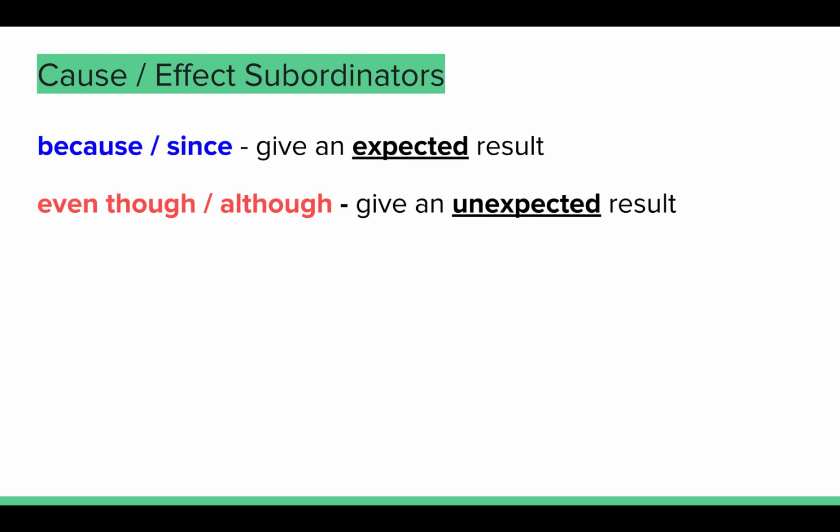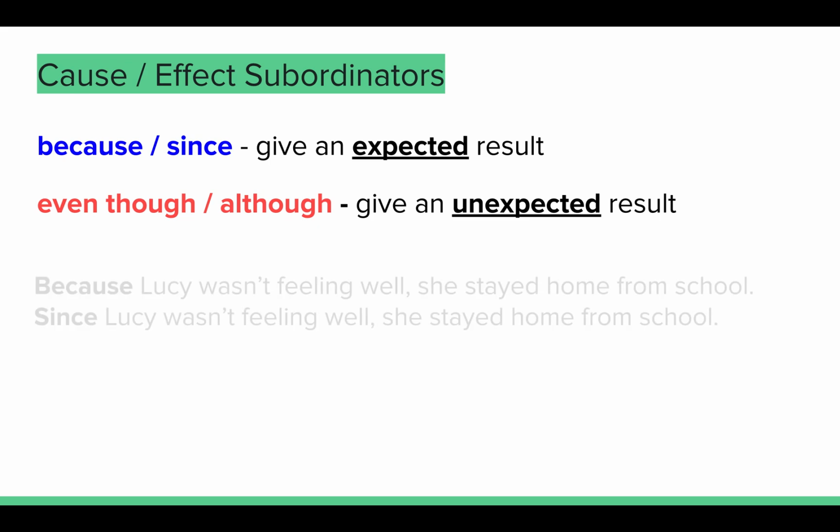Because and since are 2 subordinators that give an expected result. This is a result that we are not surprised by. It's logical, it makes sense. That's normal to do it that way. Even though and although, on the other hand, give an unexpected result. So this means that the result is surprising, right? It's not normal, right? Let's look at some examples.